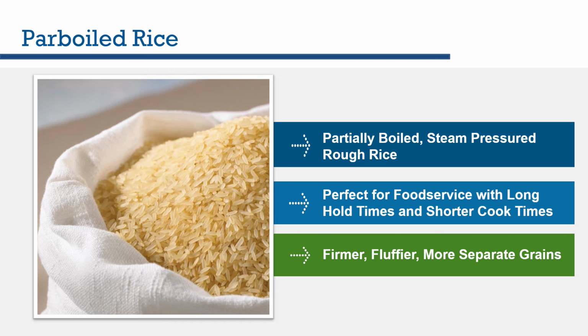Now I want to take a little time to discuss what parboiled rice is. I'm sure you've seen the name when you are in the rice aisle, but what exactly is it? Some may think it's a special variety, but in fact it's a process. Short for partially boiled, parboiled, also known as converted rice, is rough or paddy rice that has gone through a steam pressure process before milling.